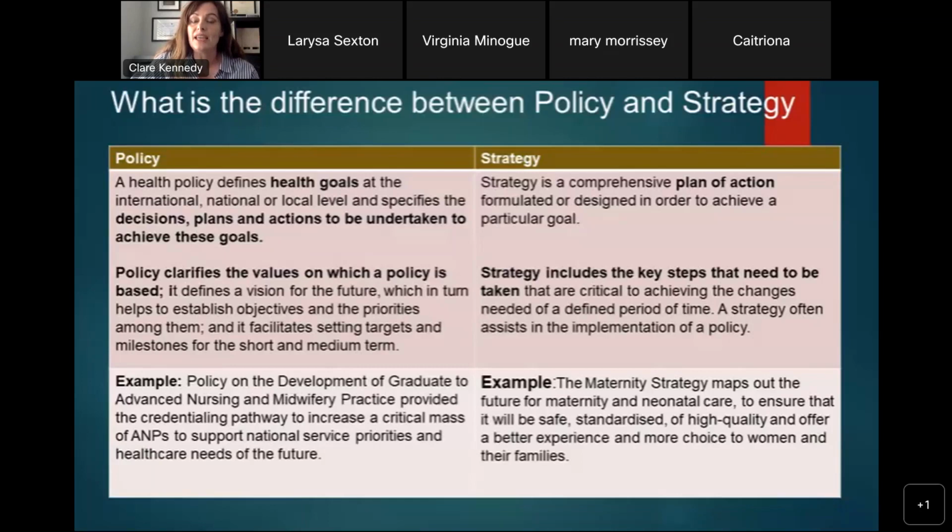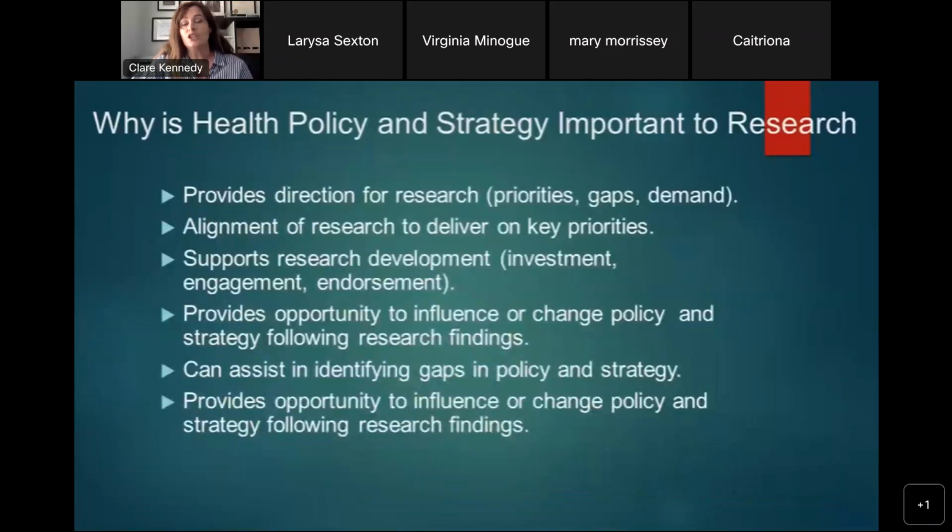And strategy is the plan. It's the plan of action. It supports policy and includes the key steps that need to be taken and the critical changes to deliver these over a period of time. An example of this is the maternity strategy. It maps out the future for maternity and neonatal care, and that care will be delivered from a safe and high quality perspective.